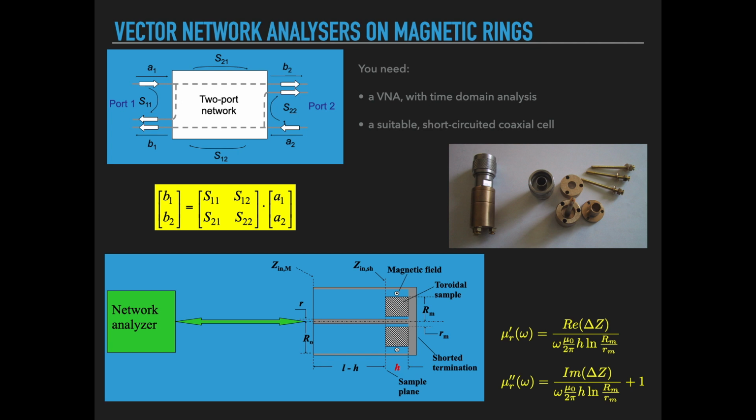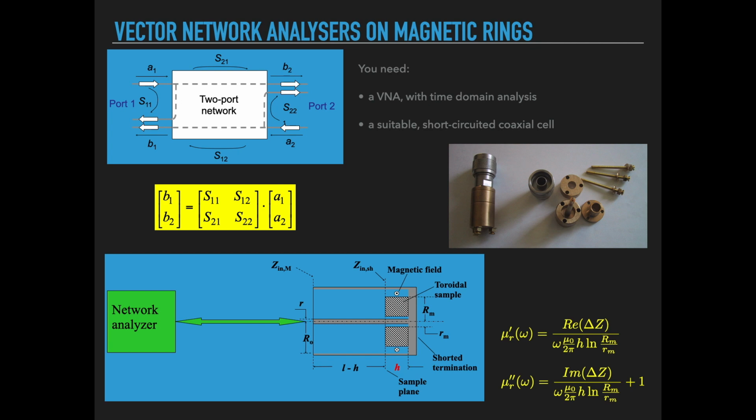The magnetic field is circularly polarized along the path of the measured ring. The measurement consists in sending an electromagnetic wave to the coaxial line. The frequency of the electromagnetic wave is swept between a lower and an upper limit. The short circuit reflects the electromagnetic wave, and the amplitude and phase of the reflected electromagnetic wave is measured with respect to the incident wave.